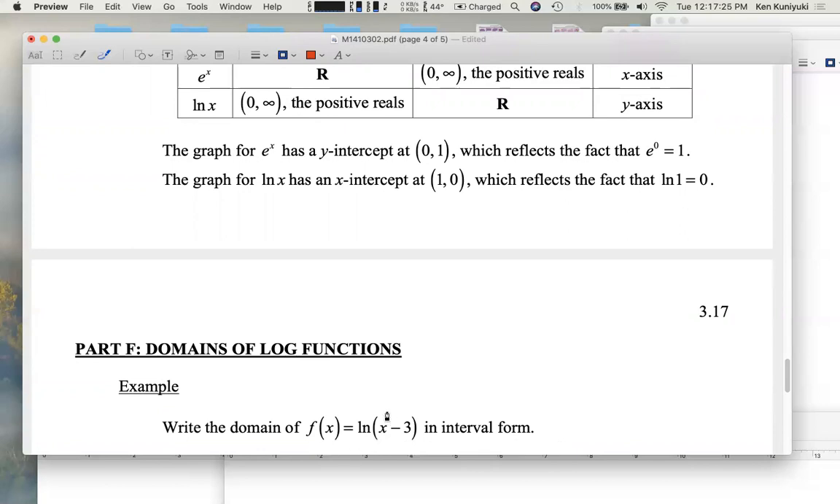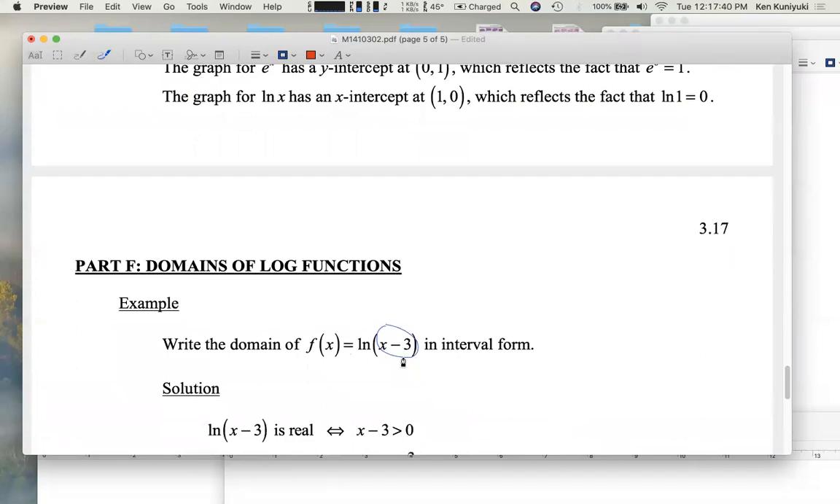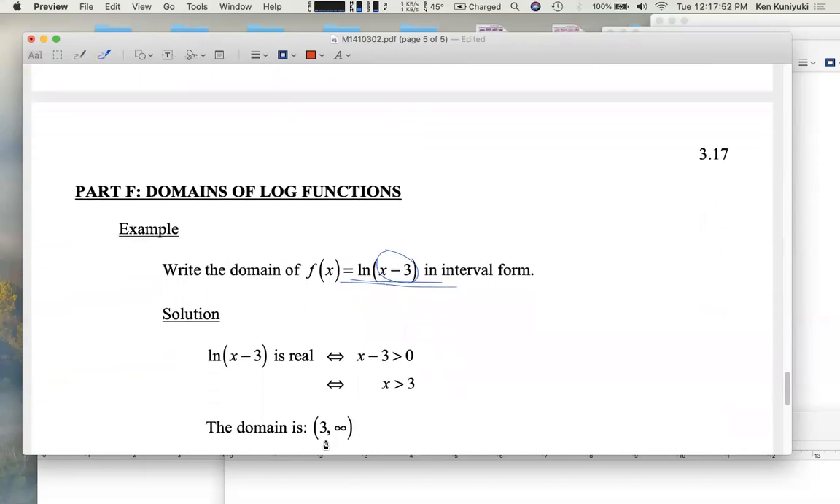Remember, this is real if and only if the argument here, x minus 3, is positive. We only take logs of positive values, but we can take the log of any positive value. So to find the domain for this whole thing, it is real if and only if the argument x minus 3 is strictly positive. It cannot be 0. Add 3 to both sides, x is greater than 3. So the domain in interval form looks like this, the set of all real numbers that are greater than 3. That's an open parenthesis, not a bracket.